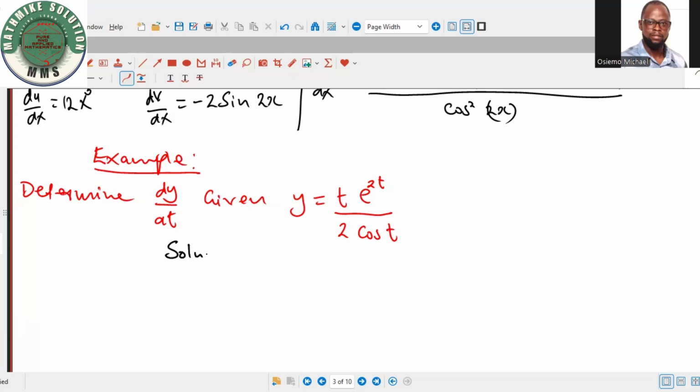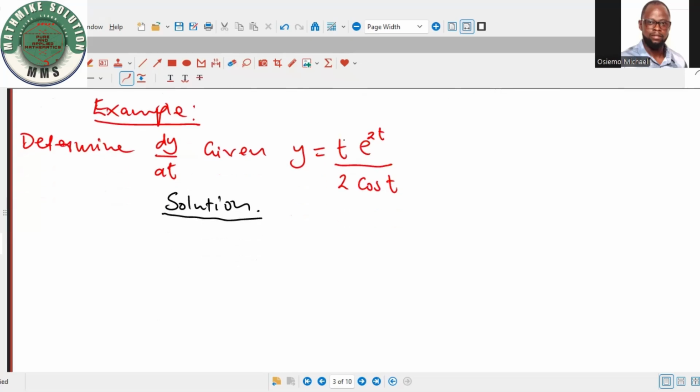Solution. You will realize that in this problem, our numerator is a product of two functions. And we said, wherever we have a product of two functions, we apply the product rule. That implies that in this problem, we shall apply both the product rule and the quotient rule. At first, we already have a function in the numerator and a function in the denominator, meaning that you're going to apply the quotient rule.